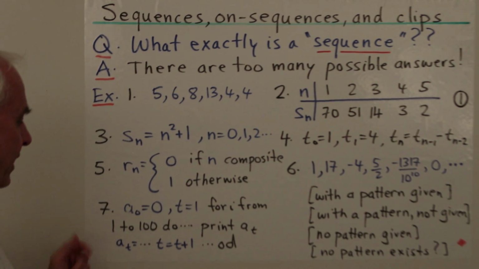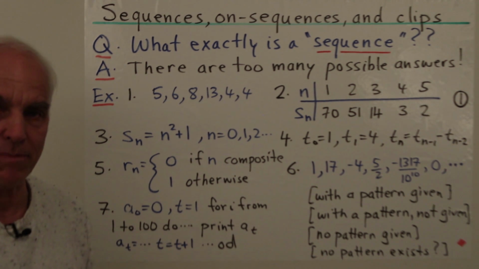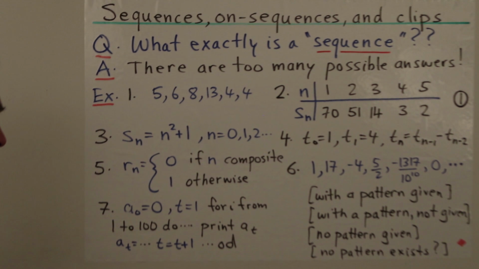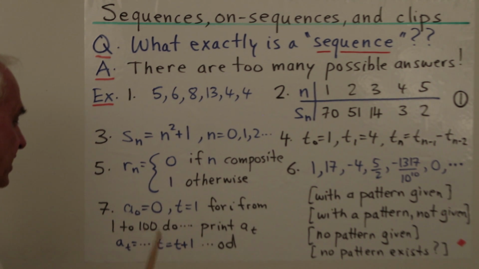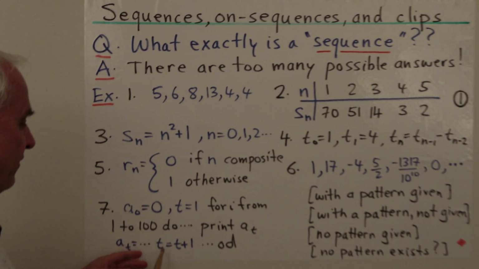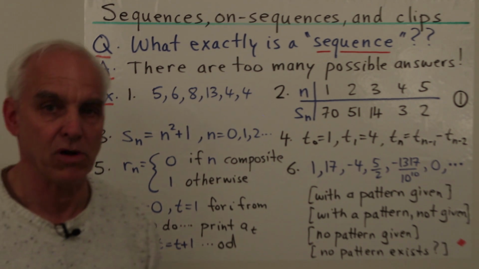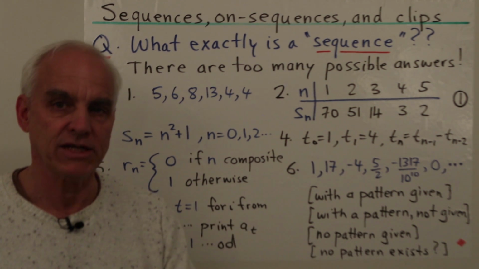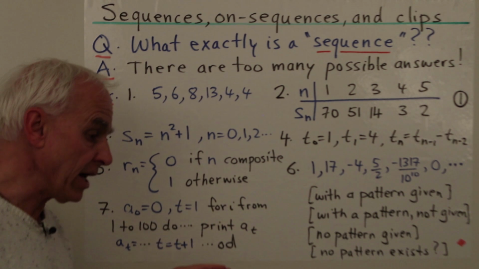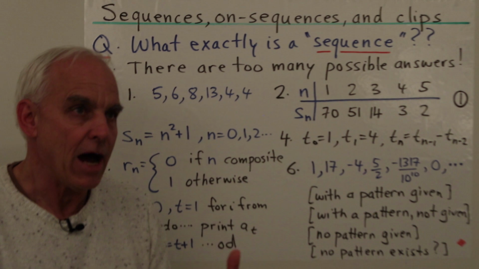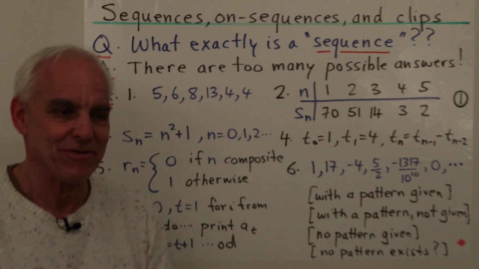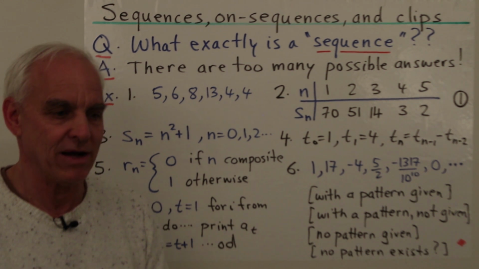Here's another one, very computationally oriented. We might have a program, a computer program written in some kind of code. A0 equals 0, T equals 1. For I from 1 to 100 do the following, blah, blah, blah. Print A sub T. Then you have these various instructions, and finally the loop closes. So there's some loop that's doing something, and what's actually inside here, well, there might be lots of lines of code, and understanding what that code is, checking it, making sure it doesn't have any bugs, and so on.